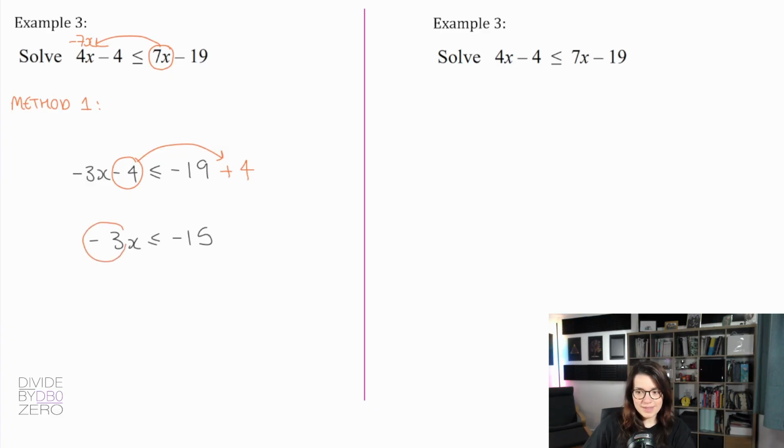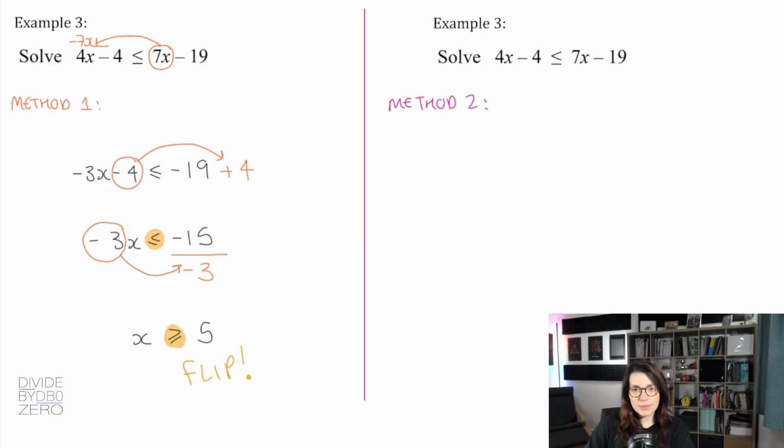And then move the -3, but here I'm going to be dividing by a negative number, so I have to remember to flip the inequality symbol the other way round. So final answer, x is greater than or equal to 5. Once again, I've divided by a negative number, so I'm going to flip the inequality symbol.